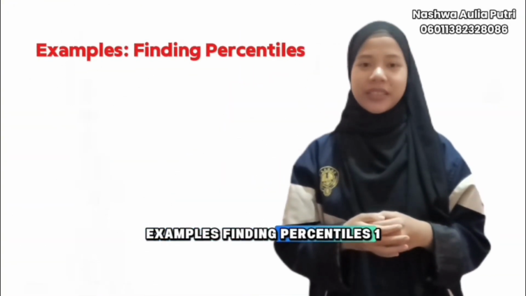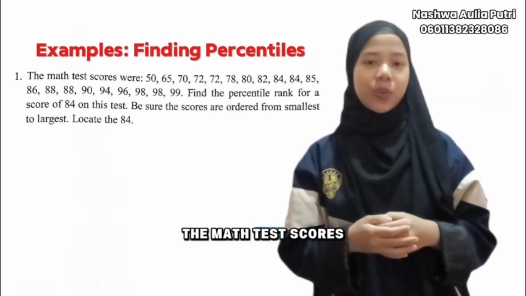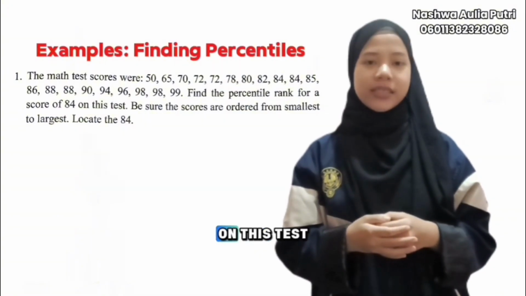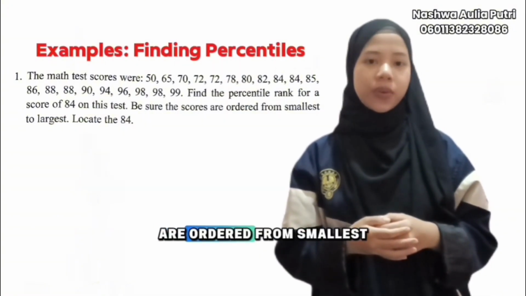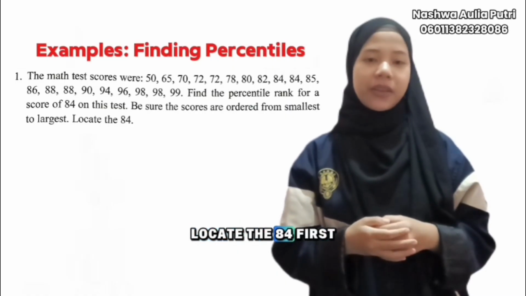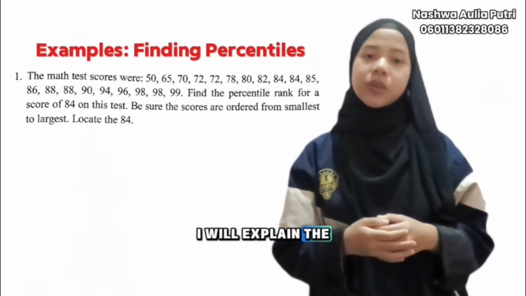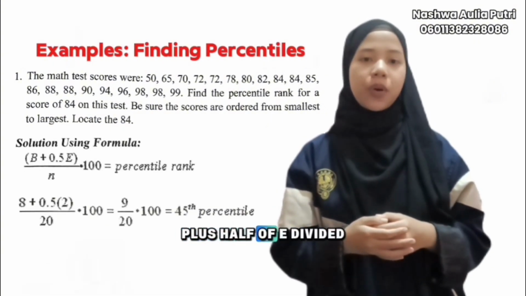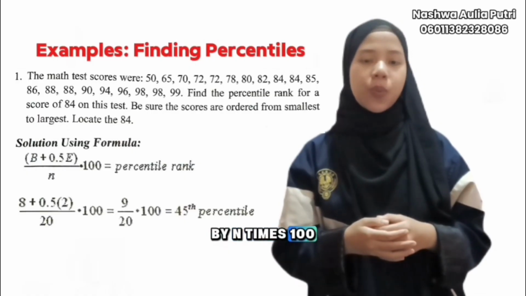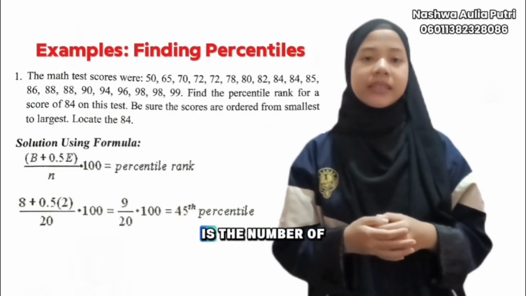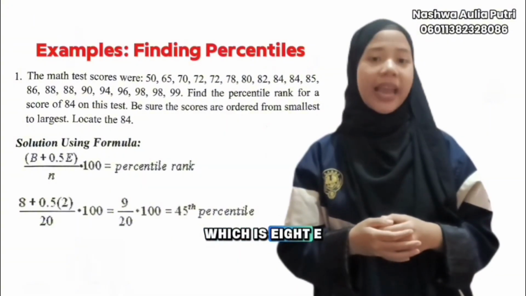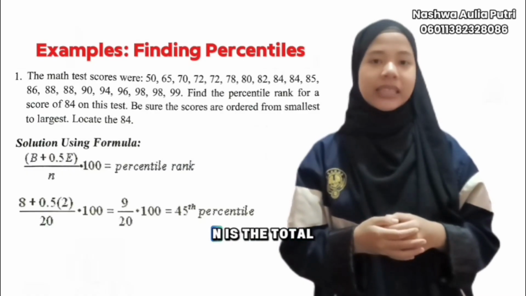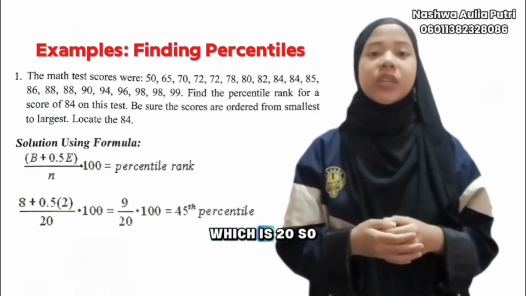Examples: finding percentiles. 1. The math test scores were these. Find the percentile rank for a score of 84 on this test. Be sure the scores are ordered from smallest to largest. Look at the 84. First, I will explain the solution using the formula. The formula for percentile rank is B plus half of E divided by N times 100. In this data, B is the number of scores below 84, which is 8. E is the number of scores equal to 84, which is 2. And N is the total number of scores, which is 20.